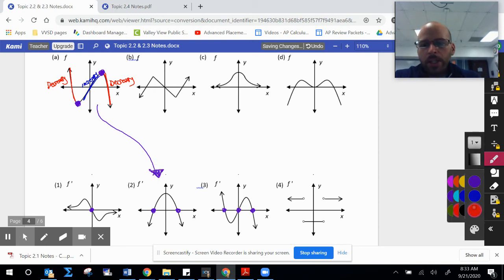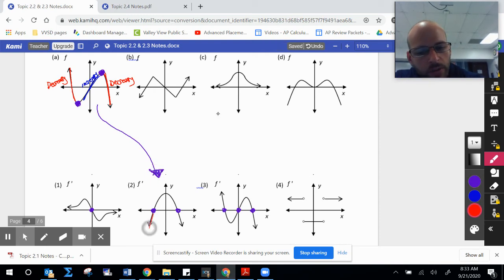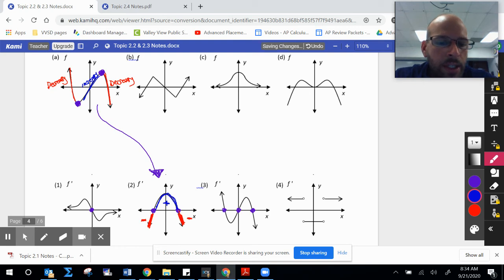But I want to kind of make sure you understand everything. So if you notice, to the left of that first x-intercept, it's negative because it's decreasing. To the right of this x-intercept is negative. And then between those x-intercepts, this was positive, so you know between the x-intercepts has to be increasing. You can see that those color codings have to be the same. Okay, let's take a look at B.